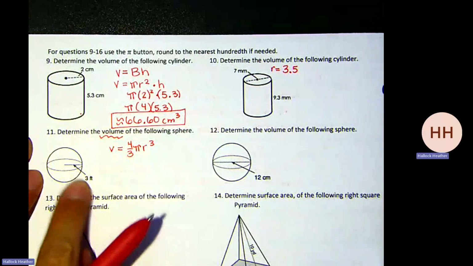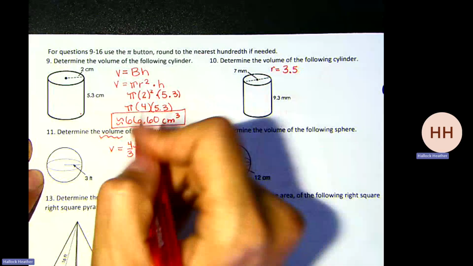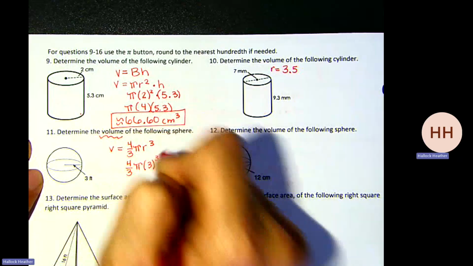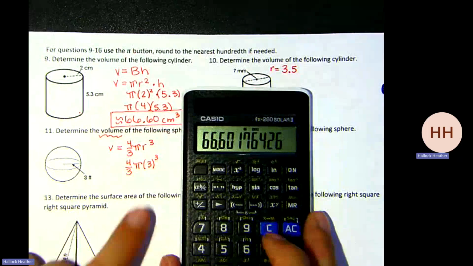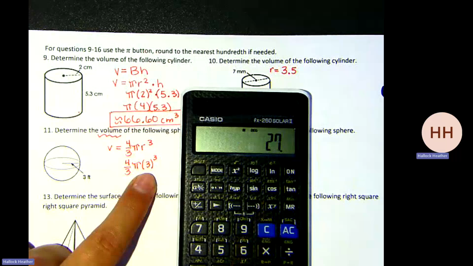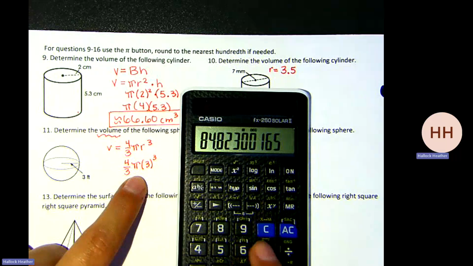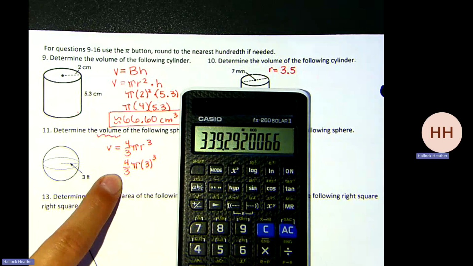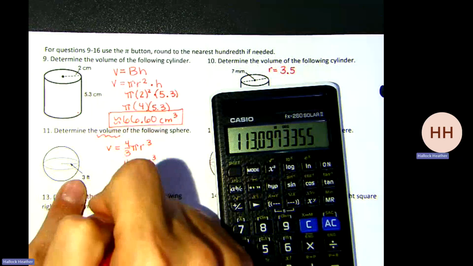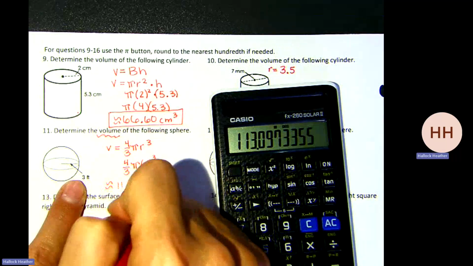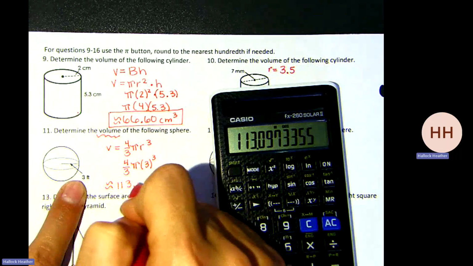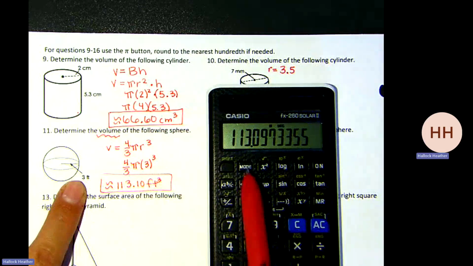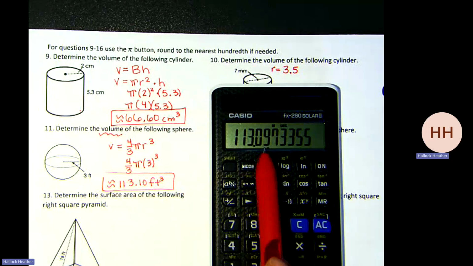So my radius is only half from the center out, which is 3. So I'm doing 4/3 pi 3 to the 3rd power. I can do this all in the calculator at once. I'm going to do 3 to the power of 3, multiply by pi, multiply by the numerator, which is 4, and then divide by 3 in the end. So I get around 113.10 feet cubed. Because this is 0.97, the 9 would round to make 10.